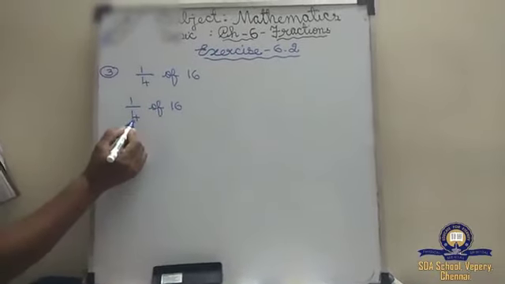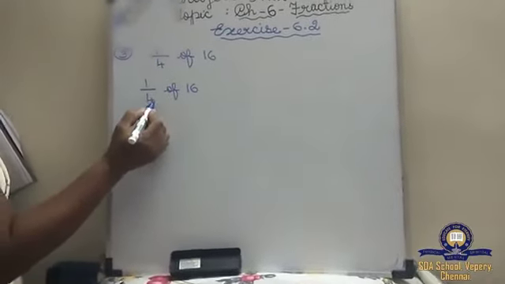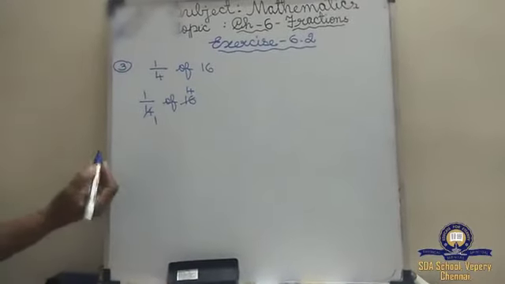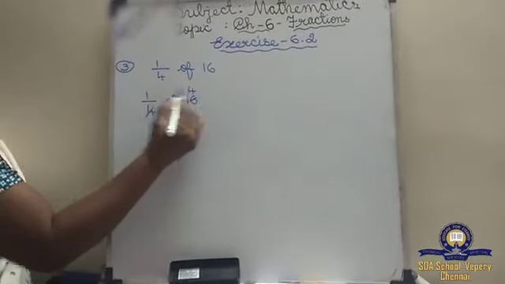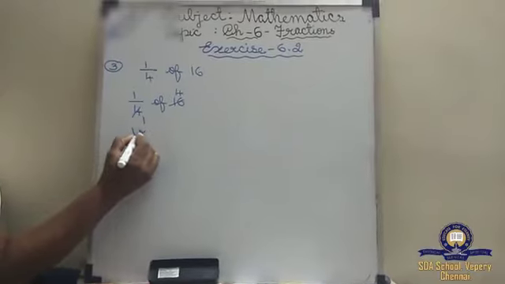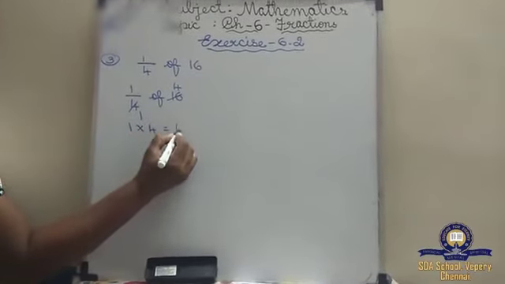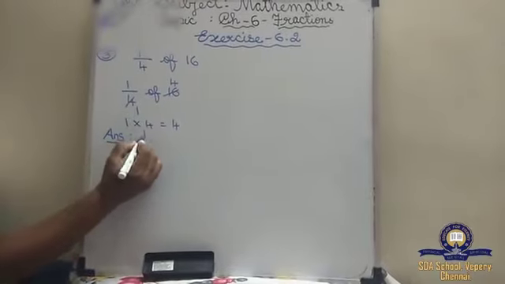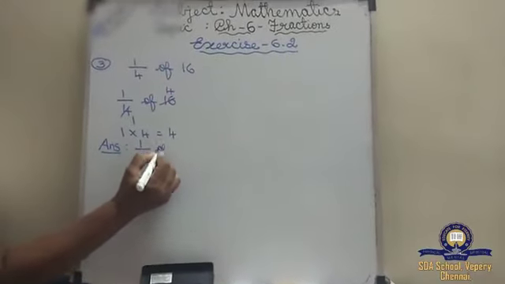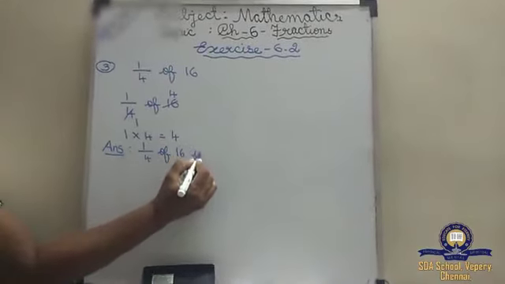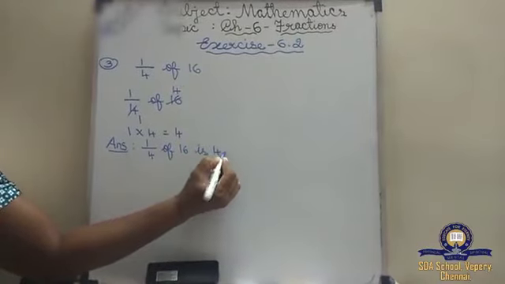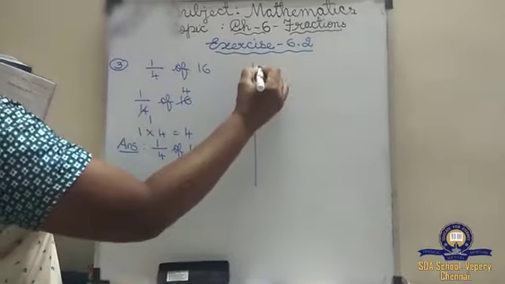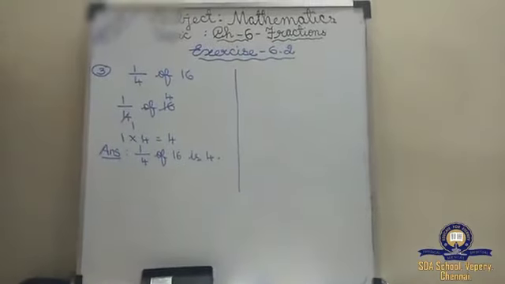So what you can do here, 16 goes in the 4 table. So 1 4 is 4, 4 4s are 16. So you have to multiply these two numbers. So 1 into 4, what answer children? 4. So what's the answer? 1 by 4 of 16 is 4. And you have to keep a full stop like this. Okay children? And then we'll see the fourth sum.